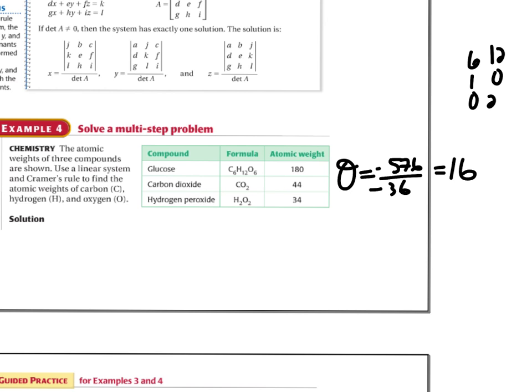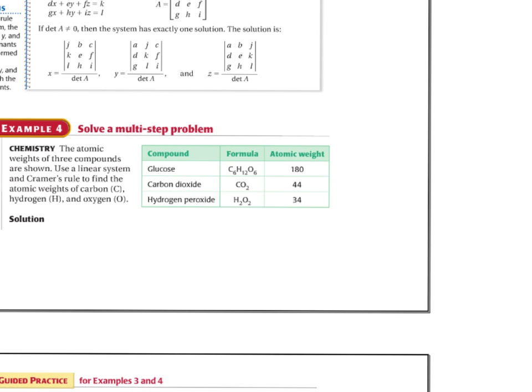And then now you have your answer for your atomic weights for all three of these atoms. First you have your carbon, which is 12, your hydrogen, which is 1, and your oxygen, which is 16. And there is your coordinate triple, which is your answer.